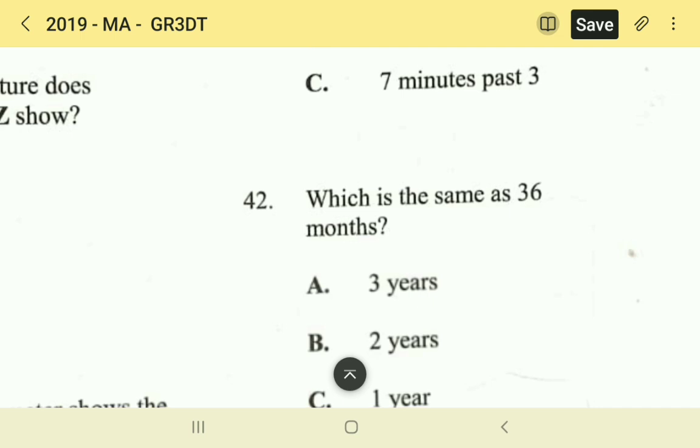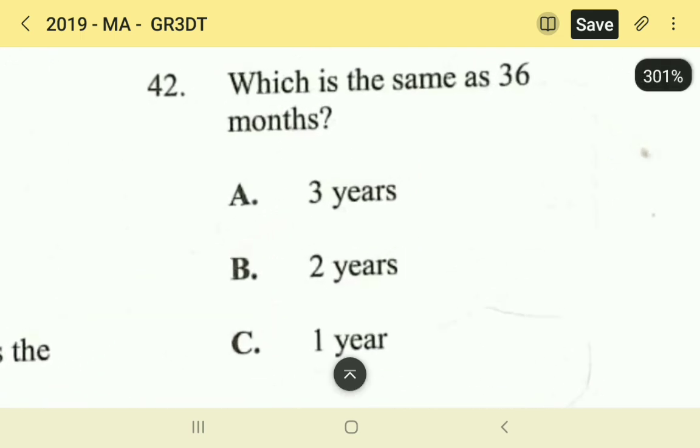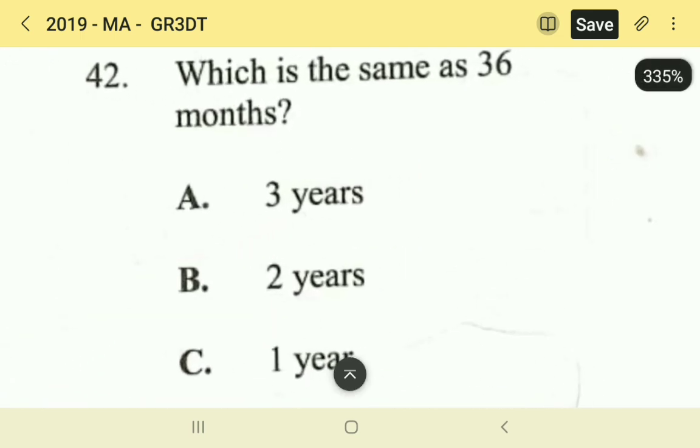Good job. All right, 42, which is the same as 36 months. So you divide, how many months make 1 year? You don't know that? I'm hearing the right answer somewhere though. Very good. 12 months make 1 year.